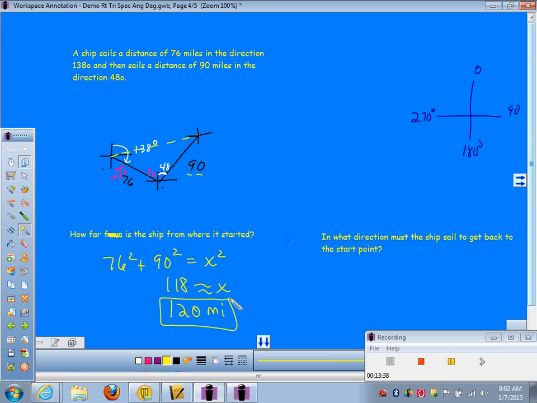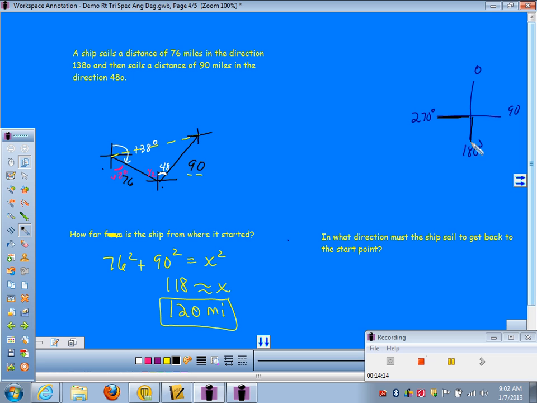Okay, this other one wants to know what direction must the ship sail to get back to the start point. Okay, if I am out here on this top right corner, just estimate for me. I needed to go in what direction to get back to where I started? Do I need to go northeast, northwest, southwest? Which way? Southwest. You got to go southwest. Well, southwest over here on the coordinate system, southwest means it's got to be somewhere between 180 and 270, then our answer has to be.